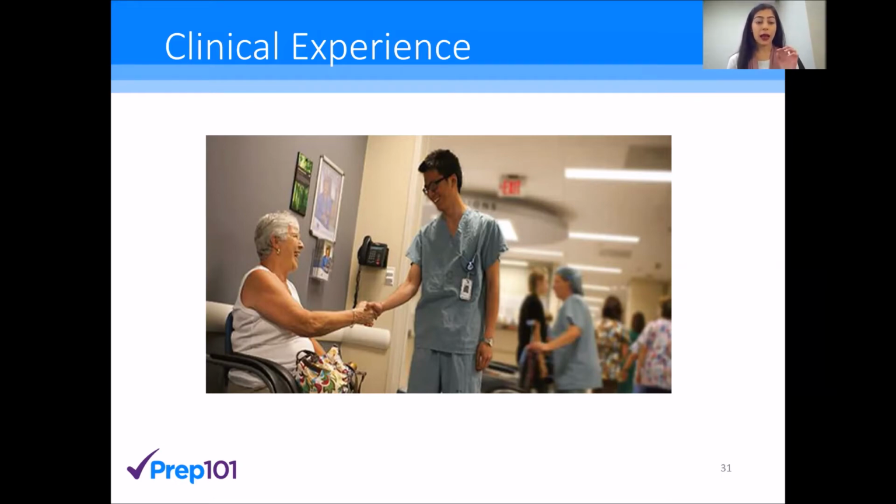Now, I'm not saying that if you don't have clinical experience that you will not get into medical school, but I do want to leave you with a little bit of information about this section specifically. 90% of the students, and this was a study that was conducted recently in North America, who were admitted to medical school had either volunteered or worked in healthcare prior to that acceptance. So they did have clinical experience.